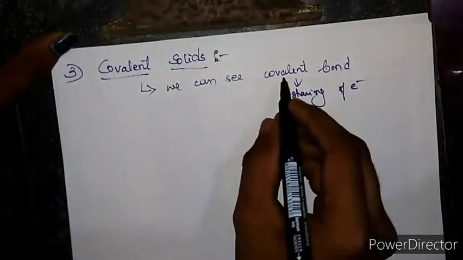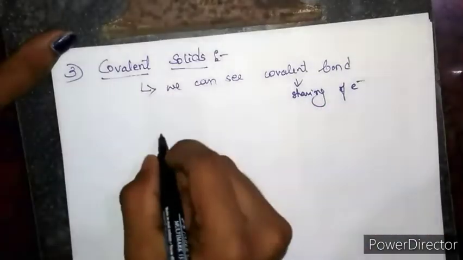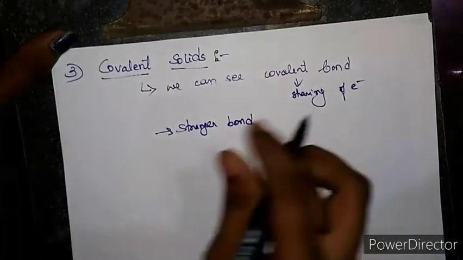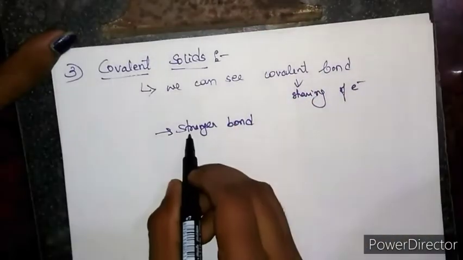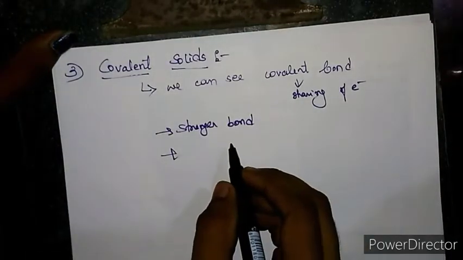Tell me whether a covalent bond is stronger or weaker. Weak bond? It is a stronger bond, right? The force of attraction here is the covalent bond, and that covalent bond is a stronger bond. If the bond is stronger, then what about its melting point?